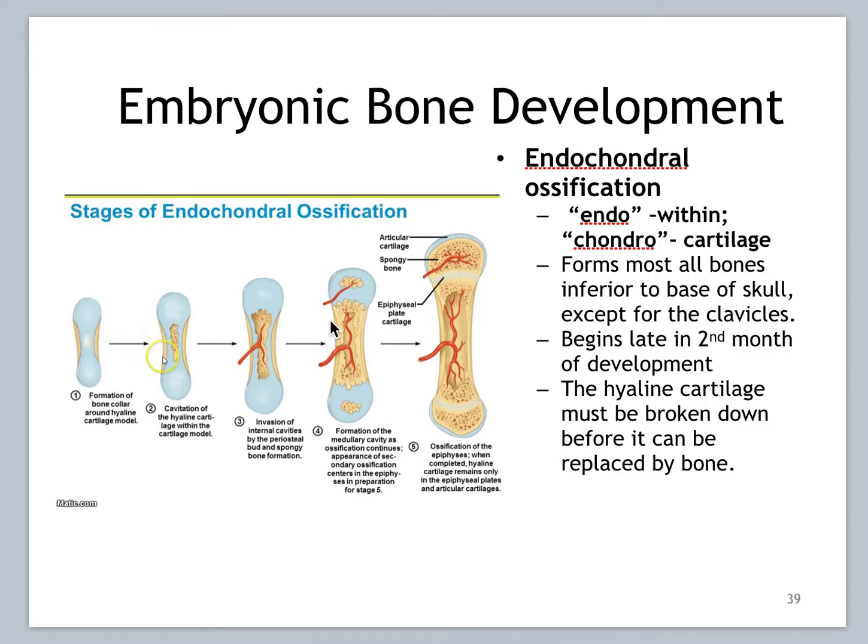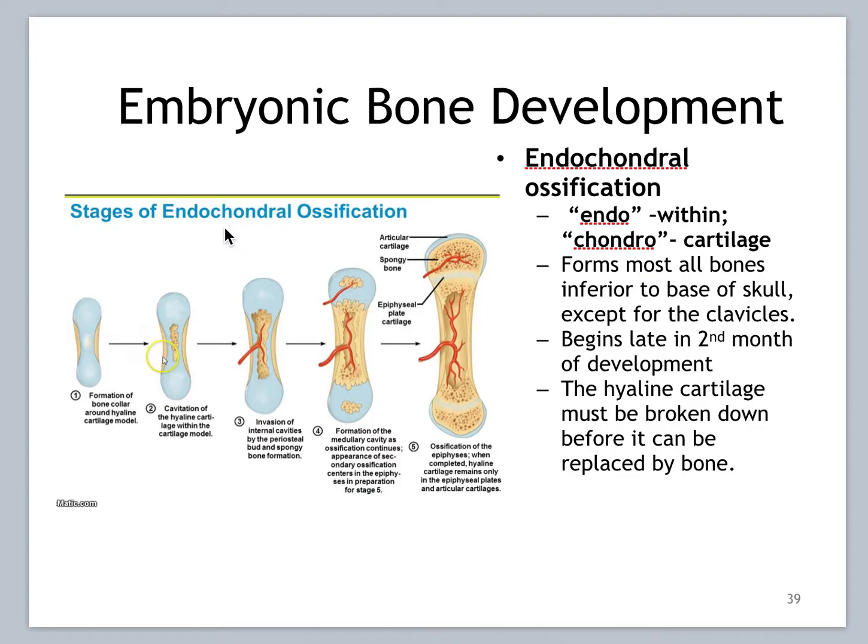Endochondral ossification is what forms most of the bones below the base of the skull, except for the clavicles or collarbones. It basically starts out as hyaline cartilage. The hyaline cartilage must be broken down before it can be replaced by bone, but it acts as a template that later becomes bone. That's why it's called endochondral ossification.